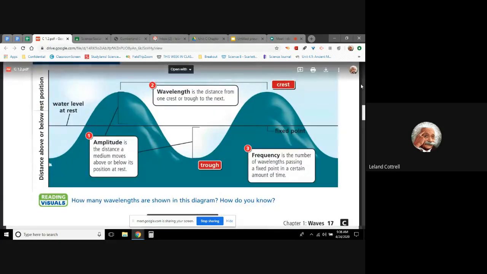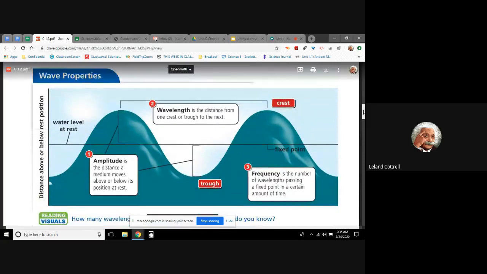Taking a look at this diagram, on the left we have distance above or below rest position, and then we have a line going across the center where the water level is at rest, and that is also a fixed point. Number 1, amplitude, is the distance a medium moves above or below its position at rest. Number 2, the wavelength, is the distance from one crest or trough to the next. And number 3, frequency, is the number of wavelengths passing a fixed point in a certain amount of time.